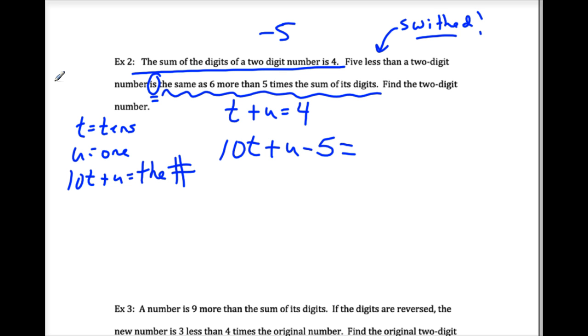Correct. And when I see more than, I put the plus 6 at the end, though with addition it doesn't matter. So here's the way he said it: 6 more than 5 times the sum of its digits. 5 times the sum of the digits is going to be 5 times t plus u, and there's 6 more than that. Now, with 2-digit number problems, it takes a lot of space to get these back in standard form. So everybody distribute your 5 and move things around and get it into standard form. It won't take long.